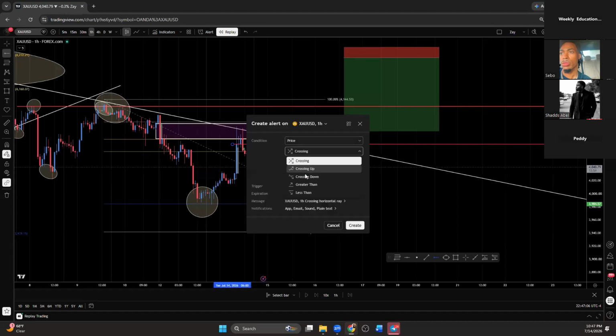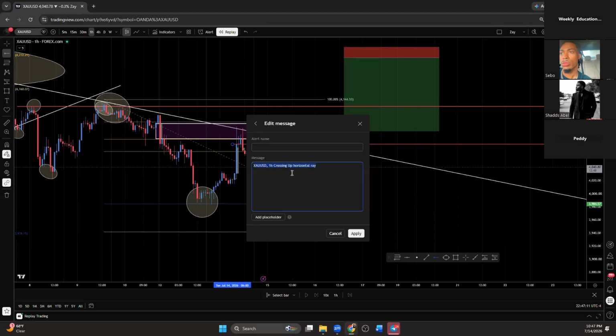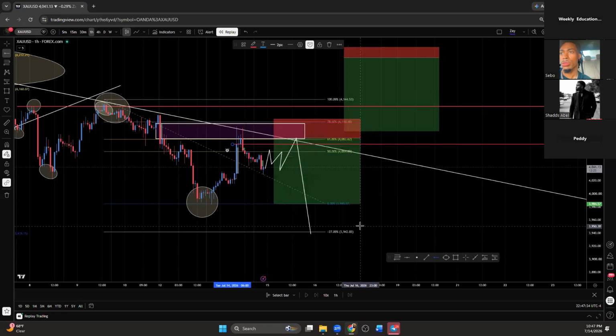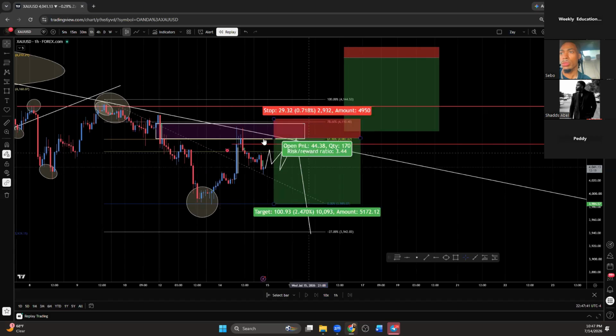Price crossing up. Change the message. So, gold testing bearish engulfing. Look for sale entry. All right, that's an alert right there. Turn red, please. Okay, cool. So the alert has been set. It's pretty much gonna let me know when the market gets there.